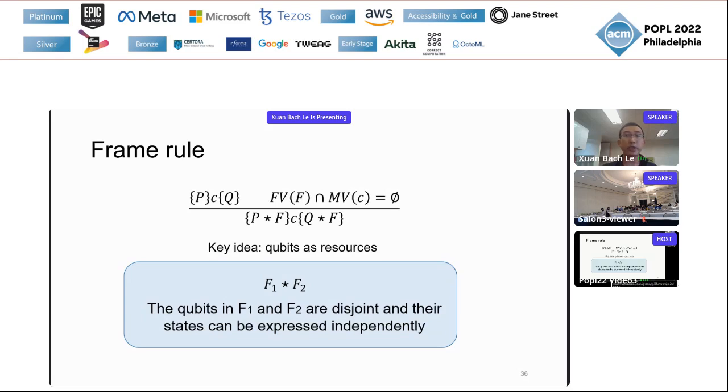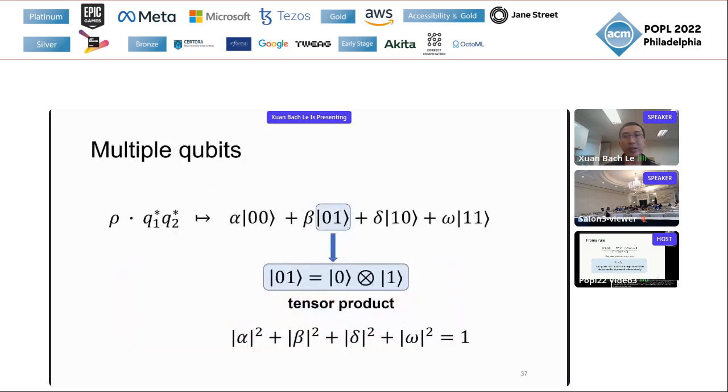Recall that for heap-manipulating programs, memories are resources, and the star represents the joint memories. But in quantum computations, the interpretation is different. We treat qubits as resources, and the predicate F1 star F2 means that the qubits in F1 and F2 are disjoint, and their states can be expressed independently. So what do I mean by expressing independently?